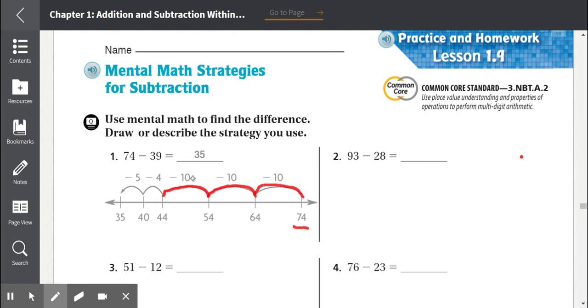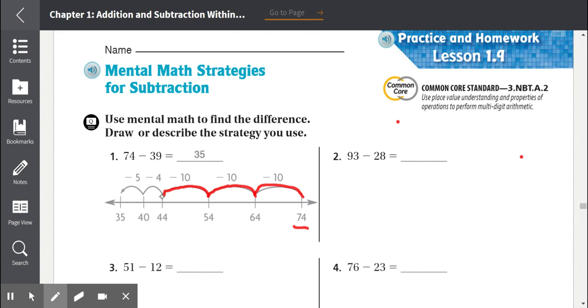So now 54 minus 10 is 44. We're at 30, but we cannot pass 39. Let's see if we can do another jump of 10. If we do another jump of 10, we'll have four groups of 10, which is 40, but 40 is more than 39. So we can no longer jump by 10. We have to start jumping by smaller numbers.